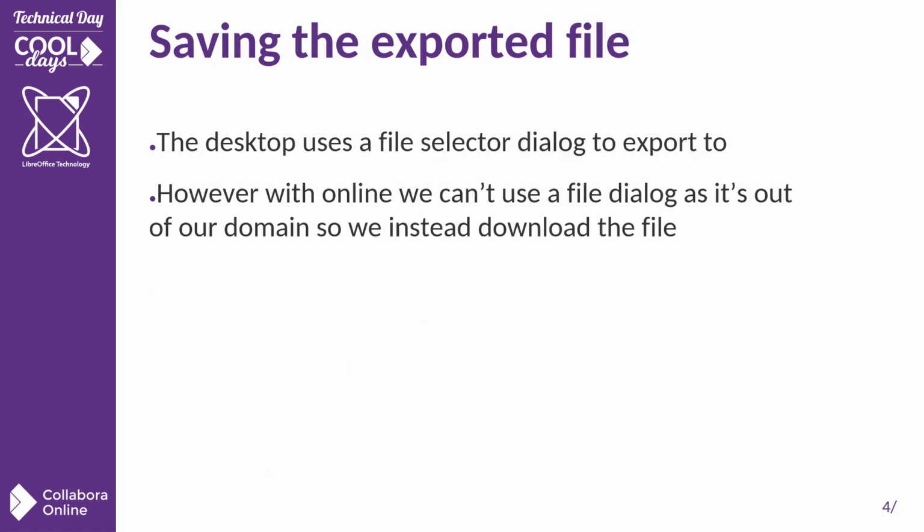The next challenge that I faced was that on desktop, we use a file selector to get the file path for the document to be saved in, whereas with online, we can't use a file picker as the main file system is out of the domain. So instead, I decided it'd be sensible to download the exported PDF, as we already have functionality for this.